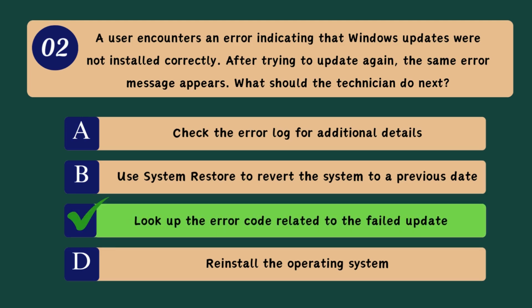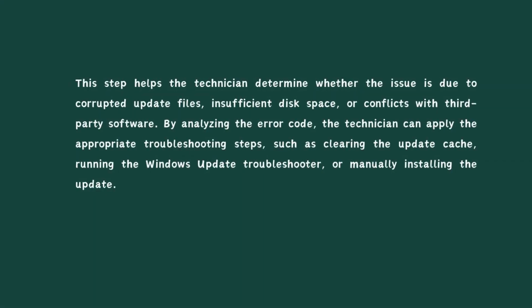Correct answer: C. Look up the error code related to the failed update. This step helps the technician determine whether the issue is due to corrupted update files, insufficient disk space, or conflicts with third-party software. By analyzing the error code, the technician can apply the appropriate troubleshooting steps, such as clearing the update cache, running the Windows Update troubleshooter, or manually installing the update.